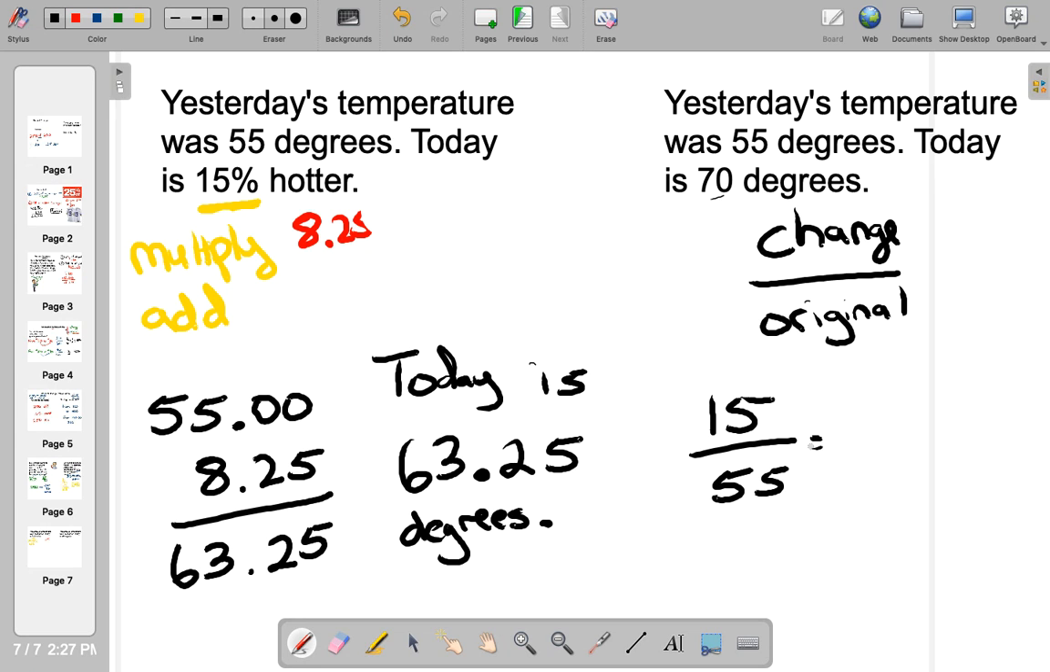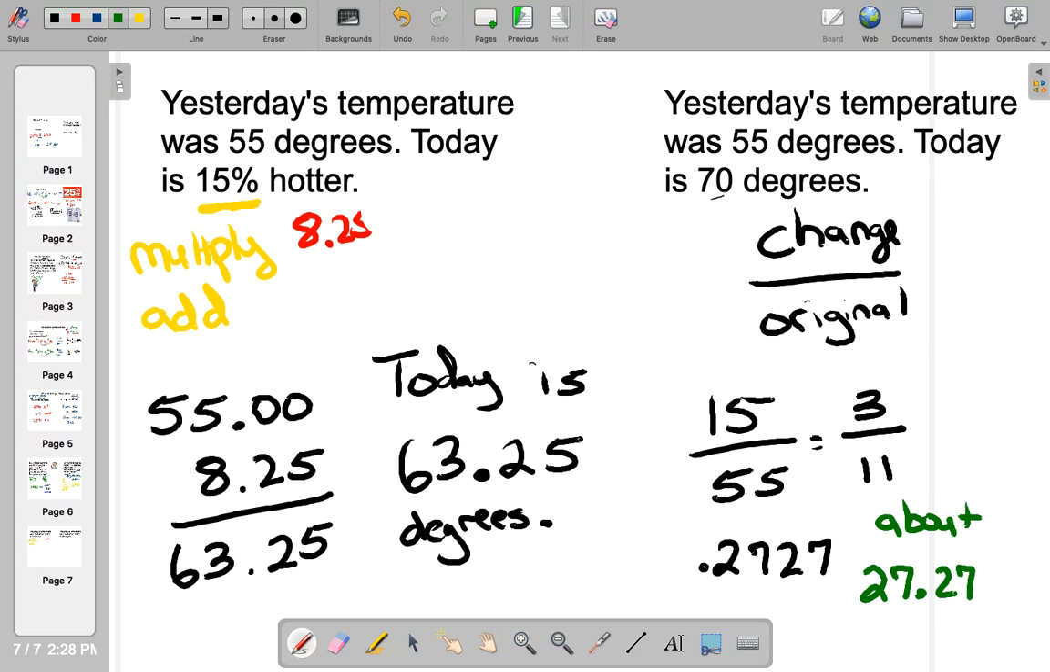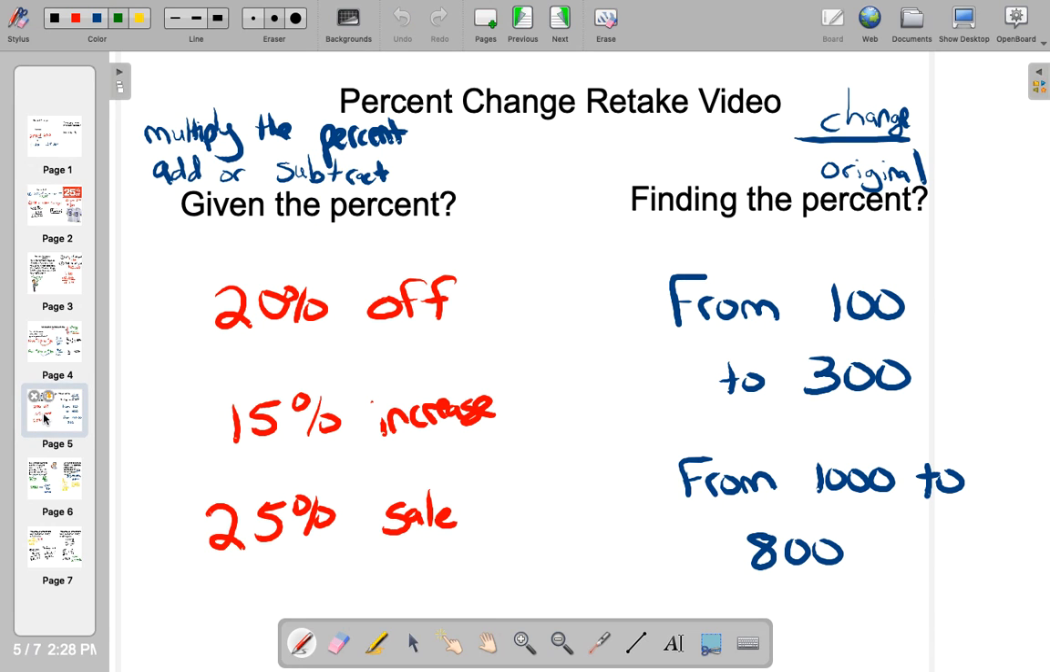When I see a fraction, the first thing I like to do is simplify. If I divide the numerator and denominator by 5, I get 3 over 11. 3 over 11 is a great example of a time that my students are allowed to use their calculator to convert this to a decimal. And when they do that, they get a repeating decimal like that. So I'm going to say that this is about 27 and 27/100%.